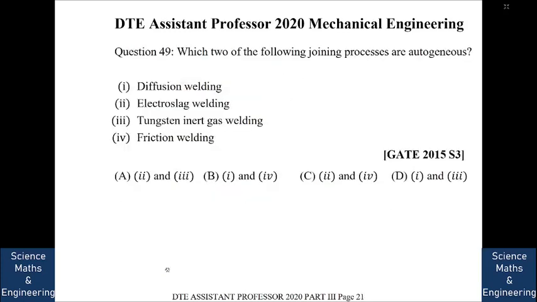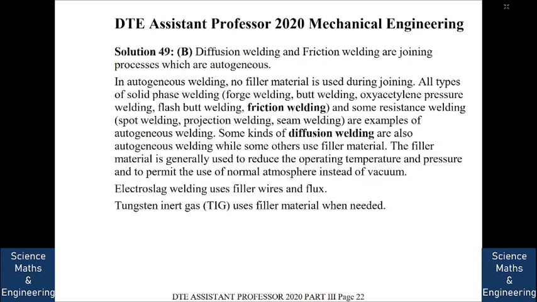Next question. Which two of the following joining processes are autogeneous? We have diffusion welding, electroslag welding, tungsten inert gas welding, or friction welding. And then we have combinations in our options. So we will see which combination is correct. So you see diffusion welding and friction welding are the joining processes here which are autogeneous. So let us see. So in autogeneous welding, no filler material is used during joining.